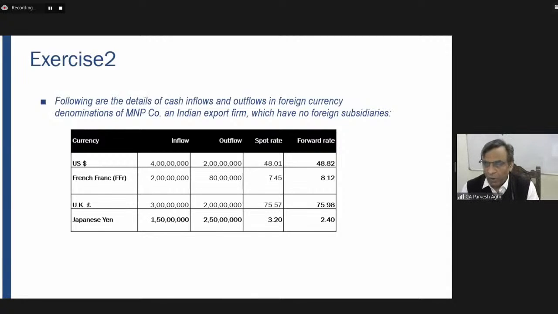Following are the details of cash flows and outflows in foreign currency denominations of MNP Co., an Indian exporter firm, which has no foreign subsidiaries. So these are the details of cash flows and outflows in foreign currency denominations of a company which is called MNP.